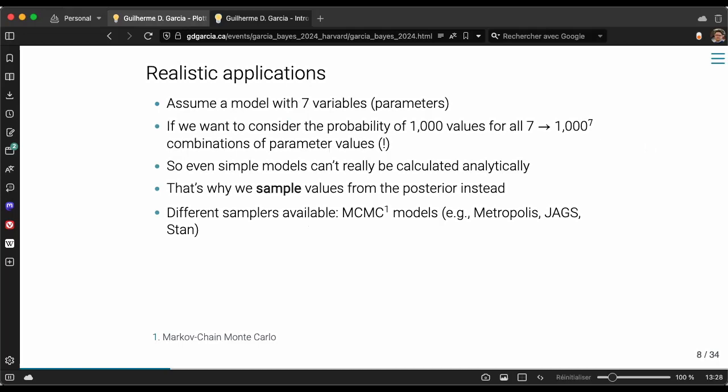As you've probably seen examples already on this. So if we only had 7 variables in our model and we wanted to consider, of course, now we're talking about parameter values that are continuous, right? So if we wanted to consider 1,000 values only for the 7 variables, we already end up with an amount of calculation that's just not doable, even by a good computer. Right? So that's why we never actually calculate these things.